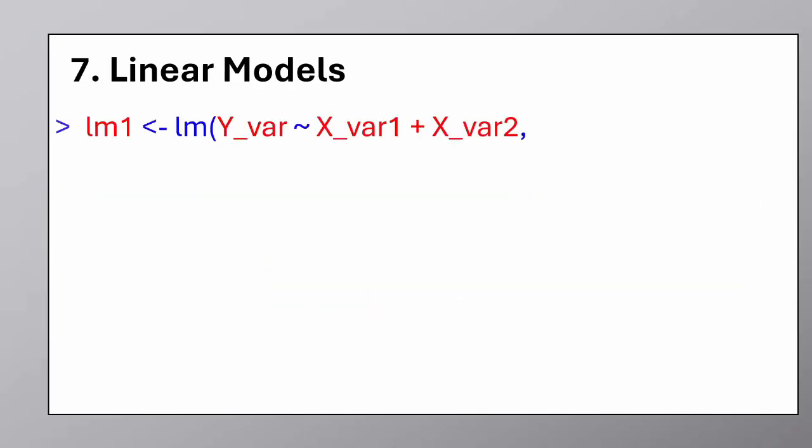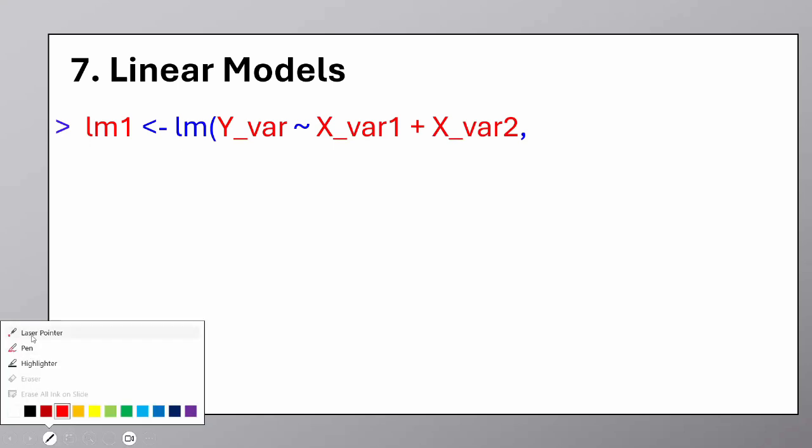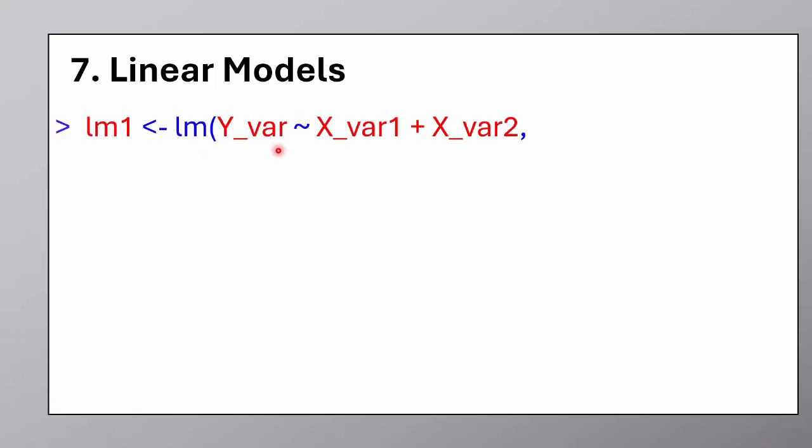All right, 7, linear models. For the simplest one, you can use the built-in function lm, linear model. You need to have a y variable, tilde, so this is saying the y variable is a function of your x variables. Here I have 2, you could have more, you could have less, you could use interaction terms, etc. Then you need your data set, and you save that as an object.